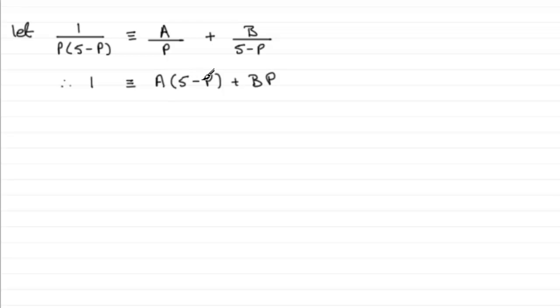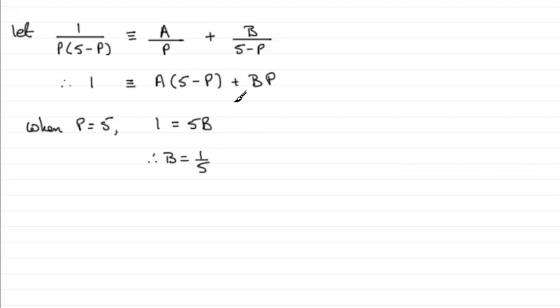Now, what we need to do is make each of these terms 0. And we can do that when we let p equal 5, say, because this bracket will be 0 and it will take out this term here. So when p equals 5, what we've got is that 1 here would equal, well, this term goes out because that's 0, and then you just get 5 times b, so 5b, and from that we can see that b is equal to 1/5.